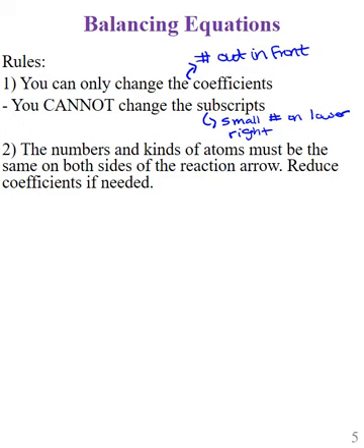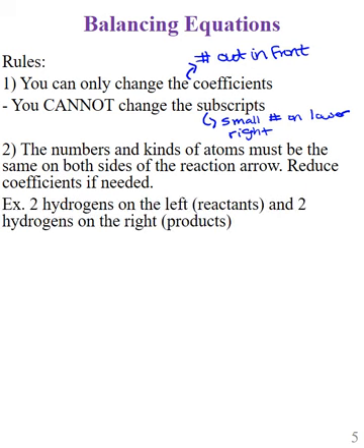Second thing is the numbers and kinds of atoms must be the same on both sides of the reaction arrow. We can reduce coefficients if needed. For example, if you have 2 hydrogens on the left and 2 hydrogens on the right, you can reduce that.